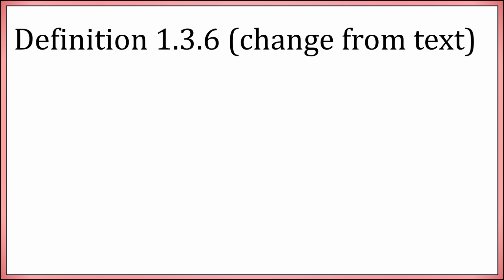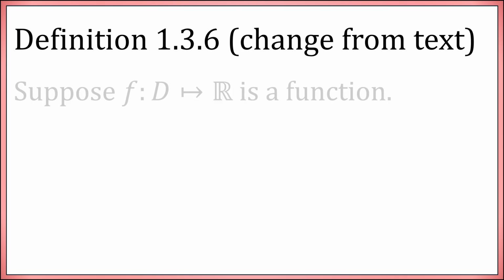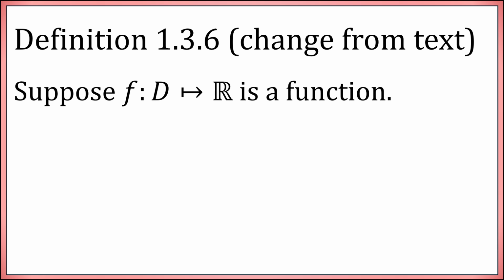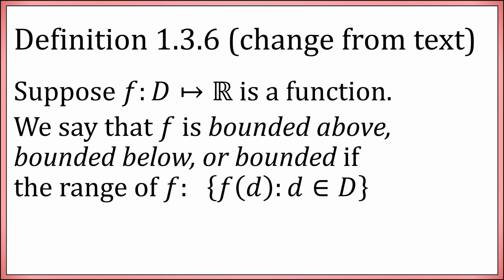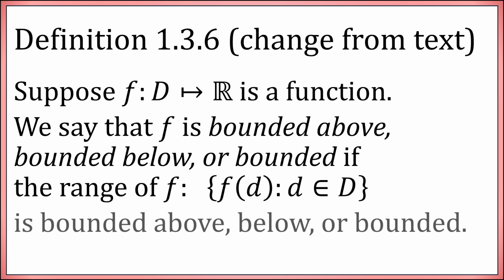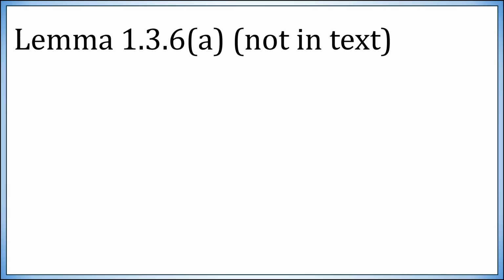Okay, next definition, 1.3.6, marginally different from how it appears in the text, although equivalent. Suppose f maps the set D to the real numbers and is a function. Then we say that f is bounded above or bounded below or simply bounded if the range of f is bounded above or below or bounded. So the terminology of calling a function bounded or bounded above or bounded below is just actually talking about the range of the function.